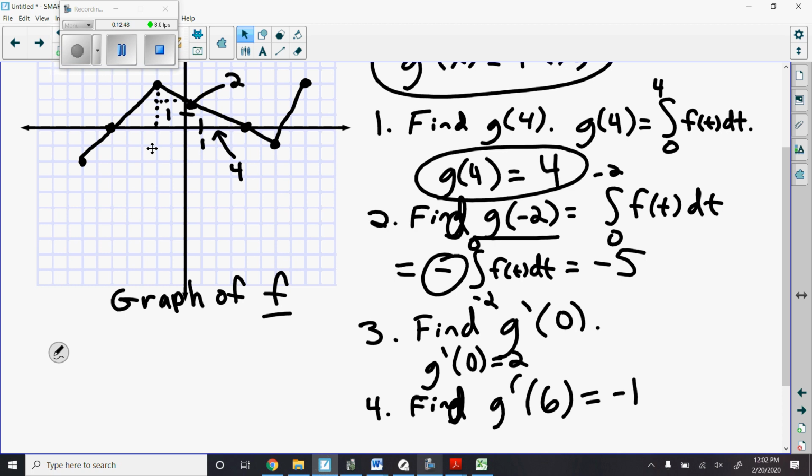Similarly, since G prime and F are equal, if you ever want F of something, let's do this over here. Find F of -2. Well, I can use the exact same method as G prime because F and G prime are equal. That's why that relationship is so important. F of -2, this is a graph of F. F of -2 is a value of +3.